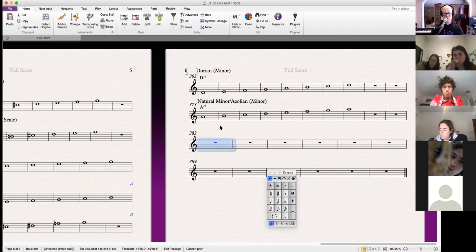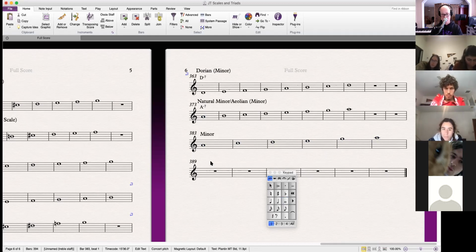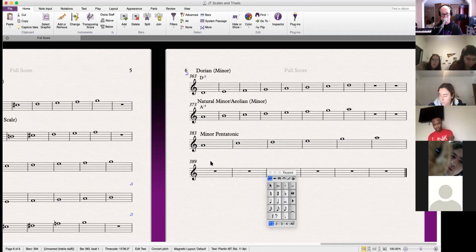Okay. The other one that's very melodic and used a lot is this. We talked about this a couple days ago, maybe yesterday. I know we're coming down to the end, people are getting tired, but what is this one called? Anybody remember? Minor pentatonic. Correct. Minor pentatonic.